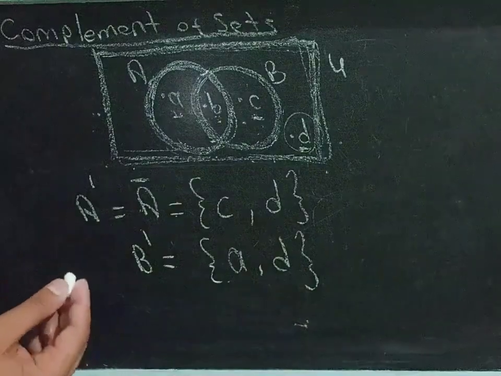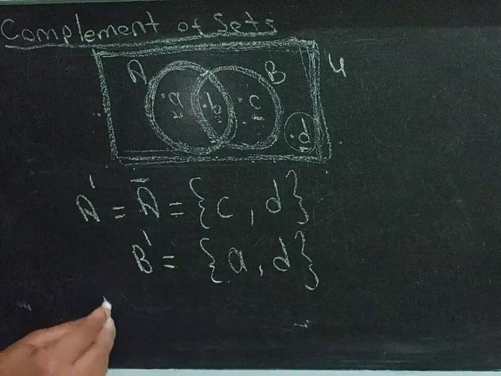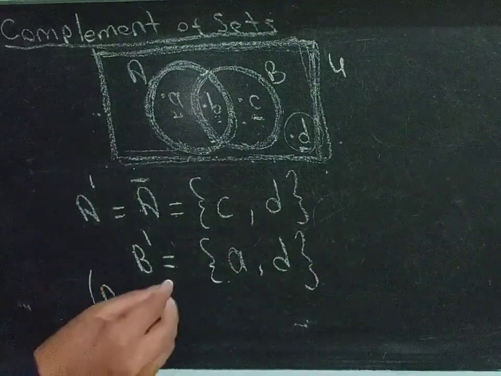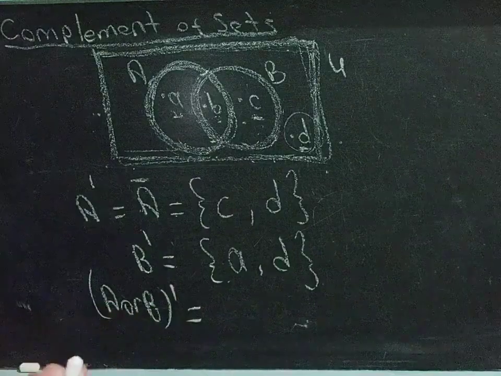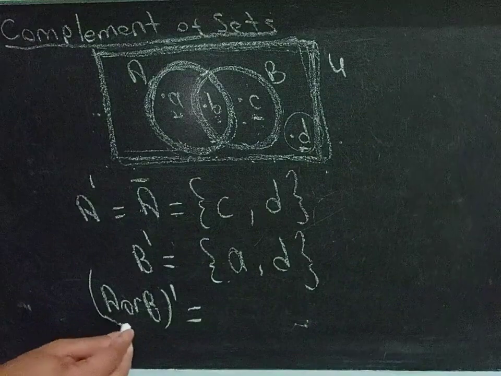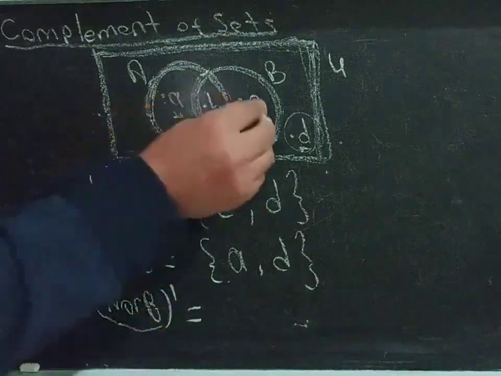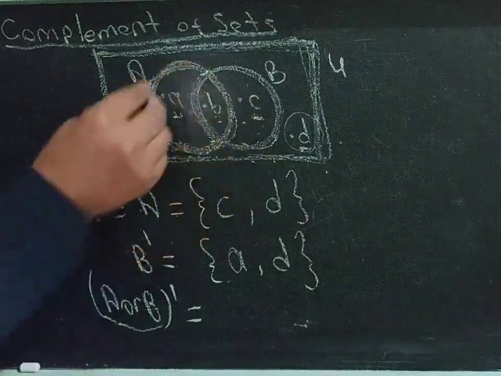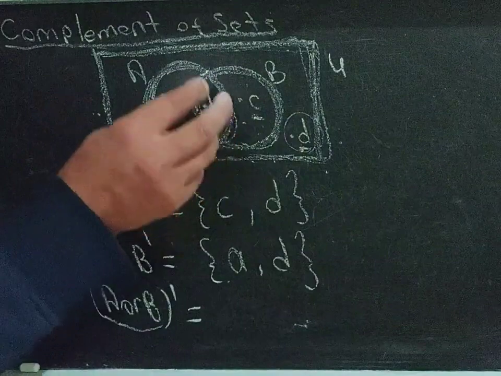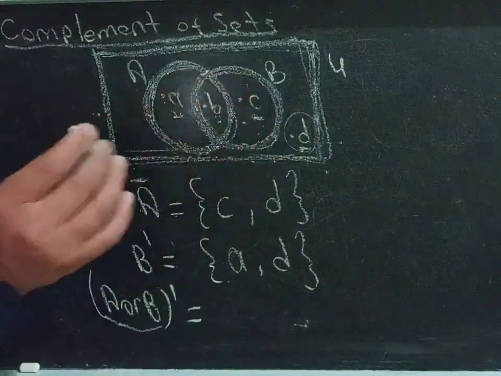So you can come across different questions about complement, of course, such as the complement of A or B. Now, what was A or B? First find that one. A or B was all the elements under A and B. So when you draw this shape and this shape like that, you will check the letter which is not under either of the sets, which is just D.